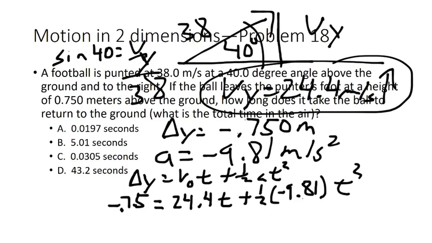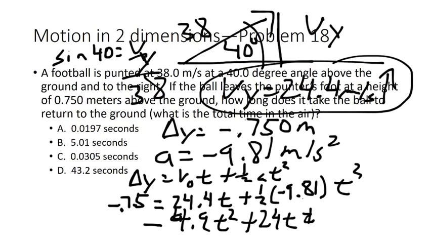The way I'm going to write this in quadratic form is negative 4.9 t squared plus 24 t plus 0.75 equals 0. So all I did is move the negative 0.75 over to the right, and then I moved the components of the equation around so that the squared term was first, then the t term, and then the 0.75 that didn't have a t variable at all.